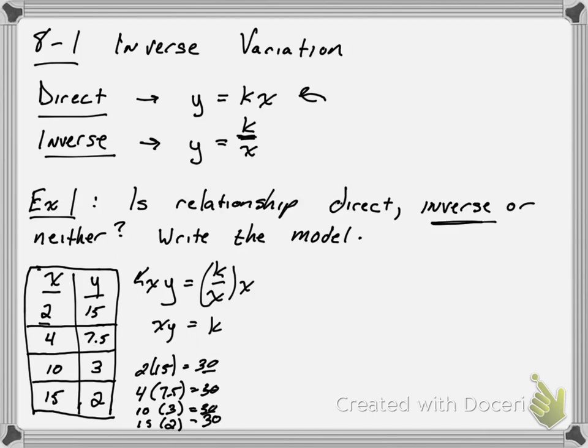So if I'm writing my equation, remember inverse variation is y equals k over x. My model is y equals 30 divided by x.